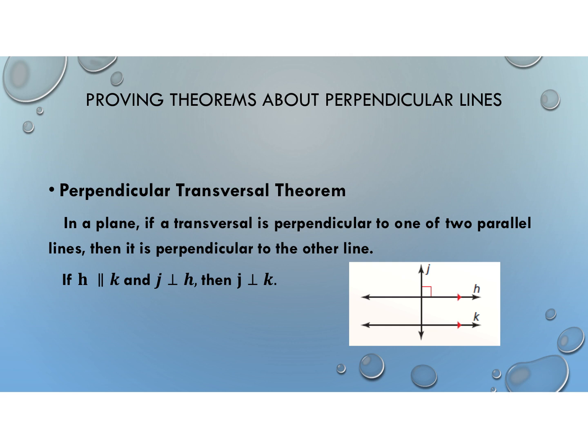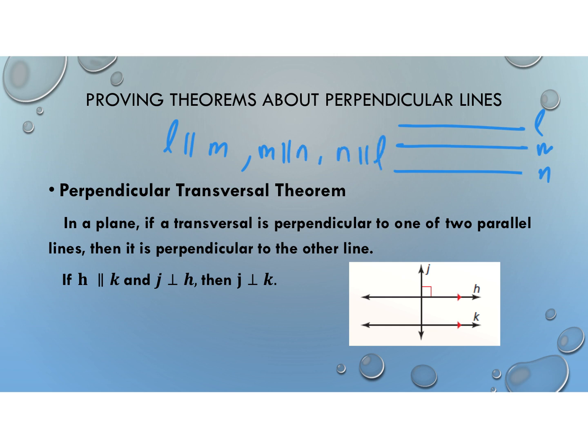Now, you guys remember in the last section, we had a theorem about parallel lines. If one line was parallel to the other, so let's call them L, M, and N. You guys remember that if L was parallel to M, and M was parallel to N, then N is parallel to L. So if one is parallel to the other and the second to the third, then the third is also parallel to the first. This is the same thing, but with perpendicular lines.